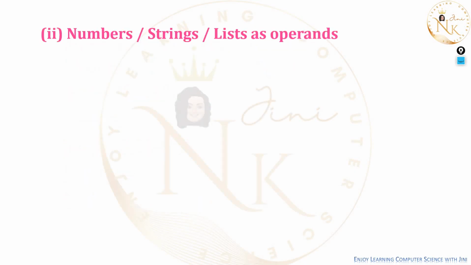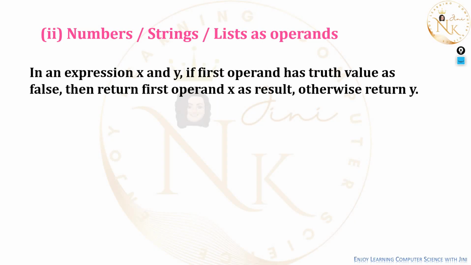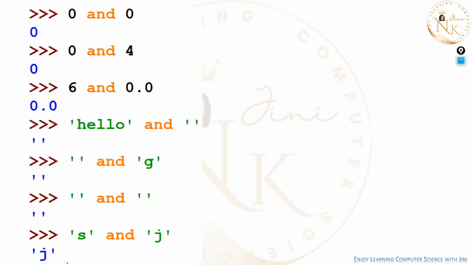Okay. Now, when the operands are numbers or strings or lists, if it is an AND operator and the first operand has the truth value as false, it returns the first operand, opposite of OR. You can see here, what is the first operand? It is 0. Okay, it is false. It returns the first operand as the output. Here also, what is the first operand? 0. The truth value is false. Hence, it returns the first operand.